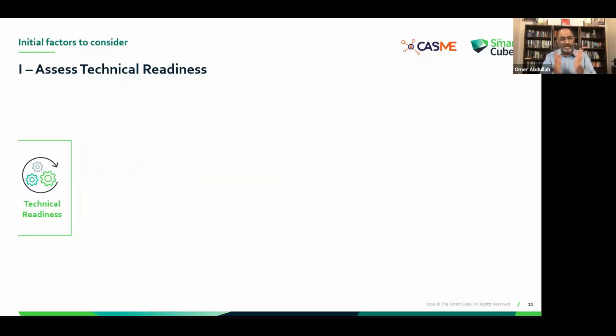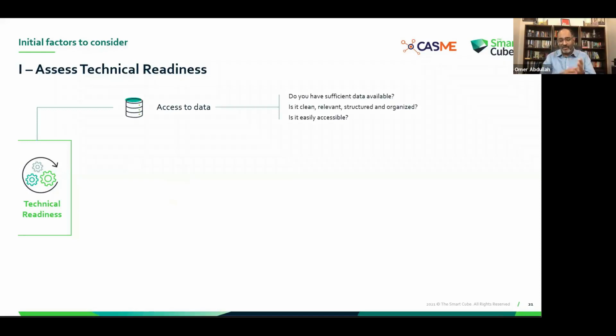Number one is, do we have the right access to data? Do we have sufficient data available? Is it clean? Is it relevant? Is it structured? Is it organized? Is it easily accessible? Right? Can I get to that data in a relatively straightforward fashion?